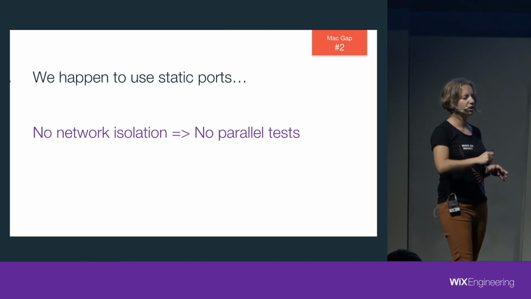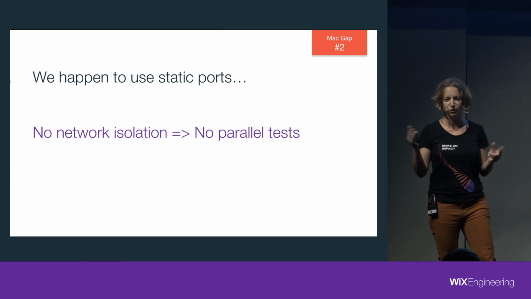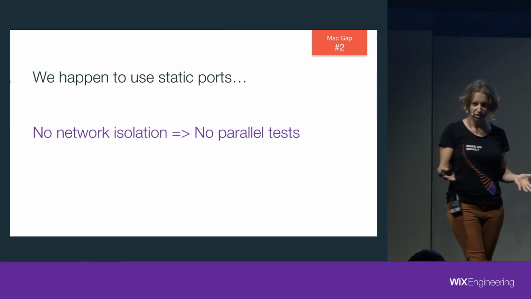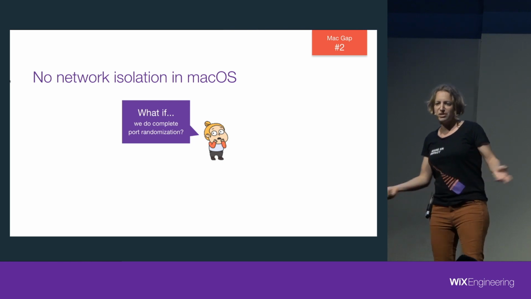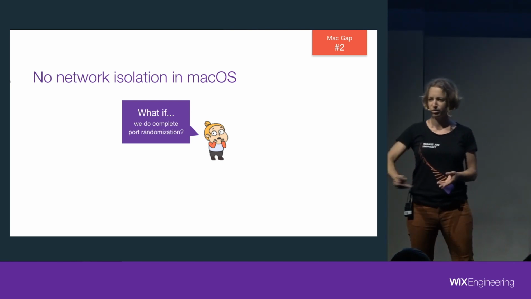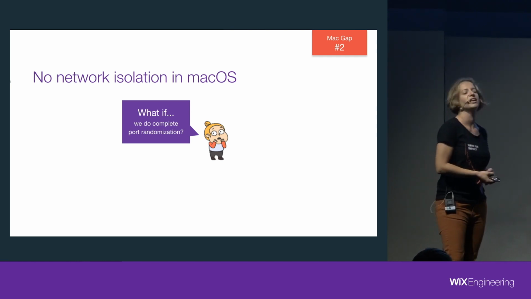And the fact that we don't have isolation on Mac means we can't run tests in parallel, right? Because if two tests are going to use port 9901 at the same time, they're going to collide. Nothing can be run in parallel. So you may be thinking, okay, let's stop doing that, because we've had talks in the past about randomizing ports. It can make more sense regardless of Bazel.